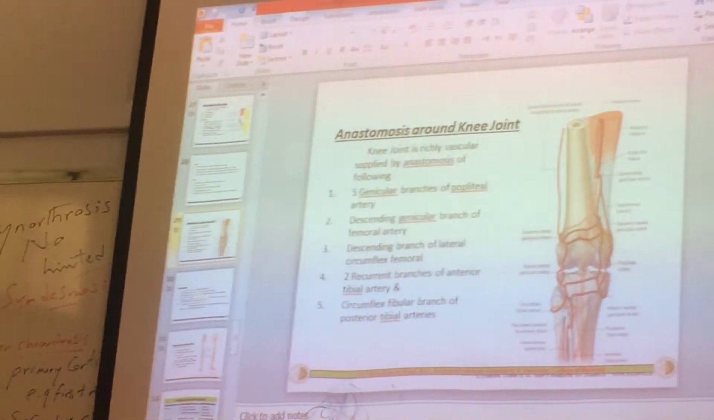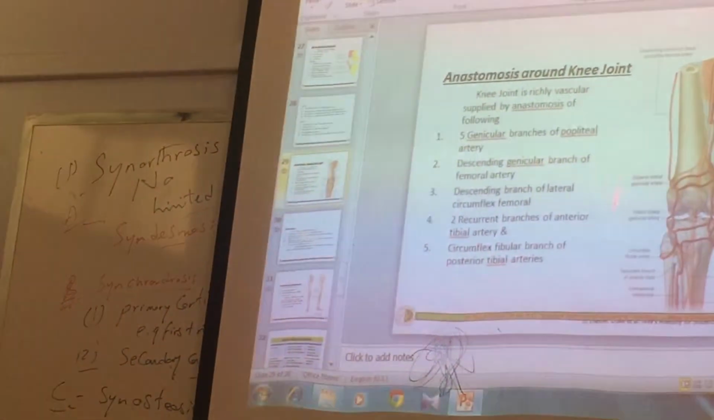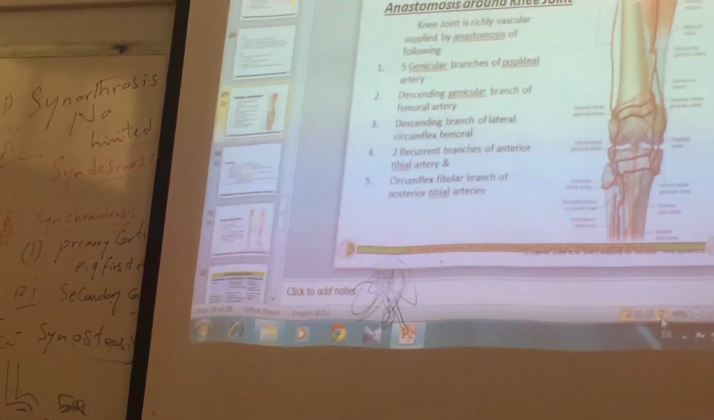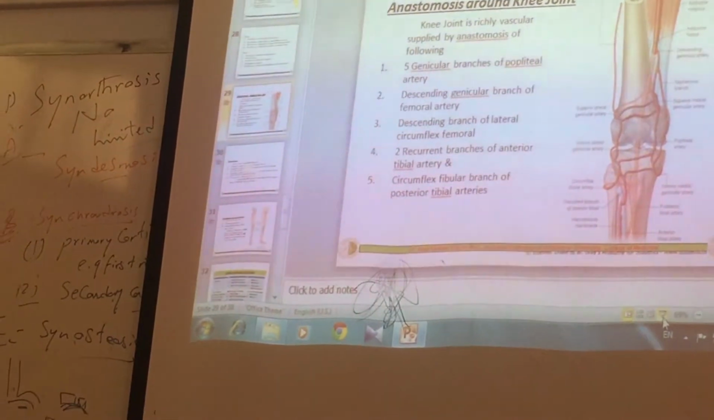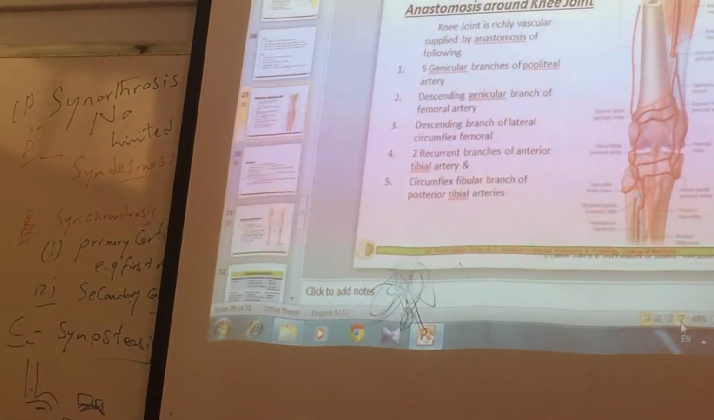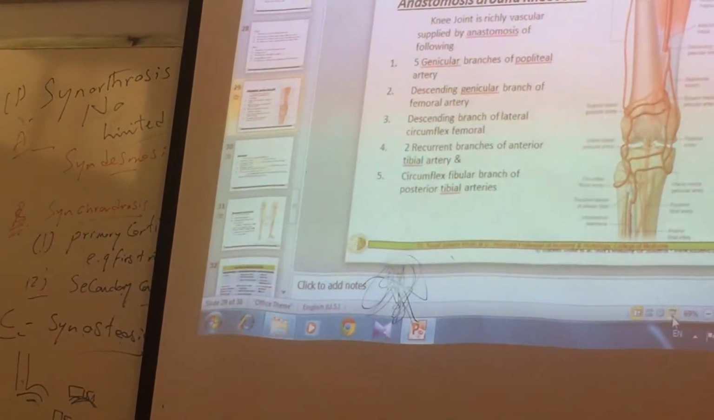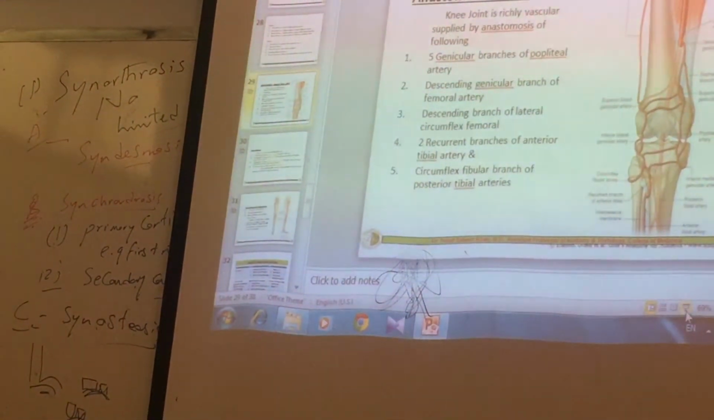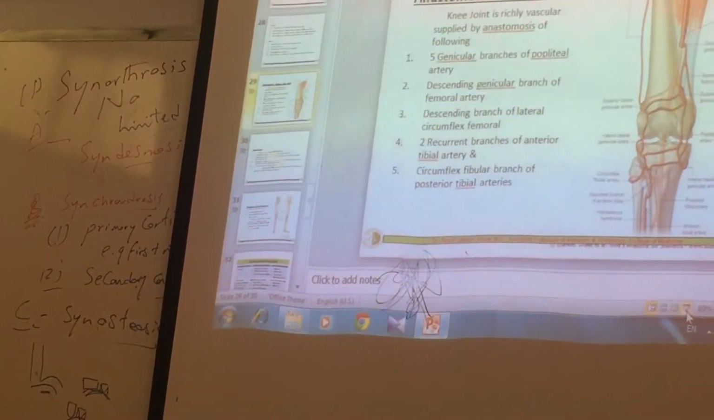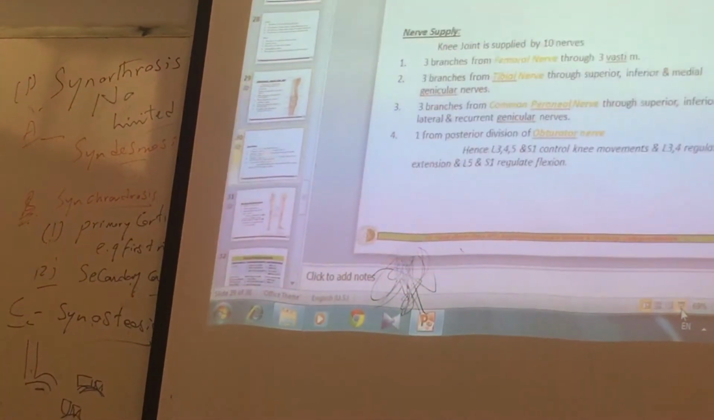Okay, anastomosis around the knee joint. I had discussed this partly in case of the popliteal fossa. If you remember, yeah. So these are all the arteries which supply the knee joint. Why are they important? Why do they supply as a complex anastomosis? I had told you. Okay, because of the movements and other things.